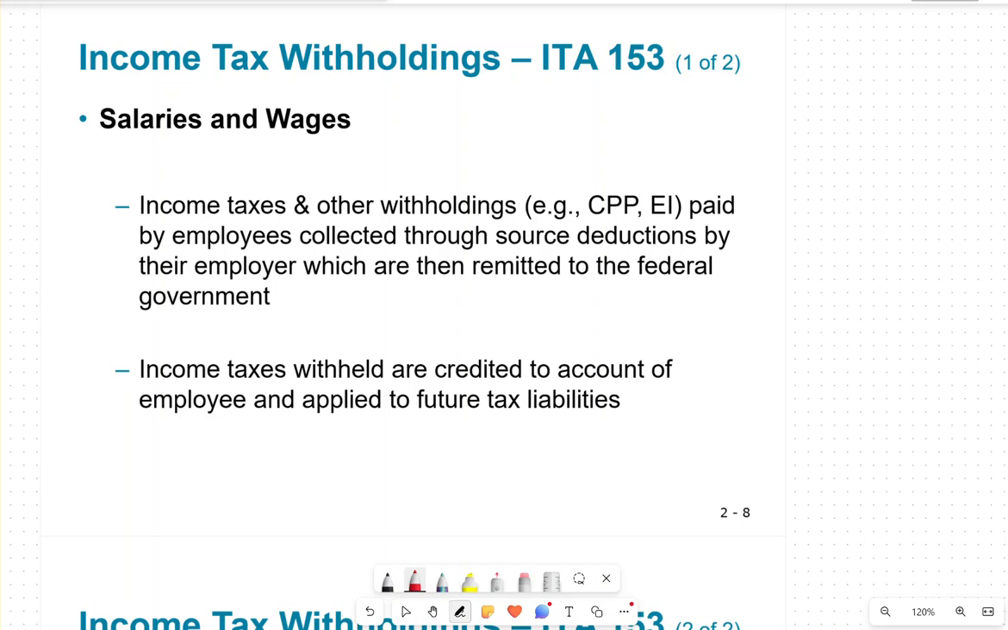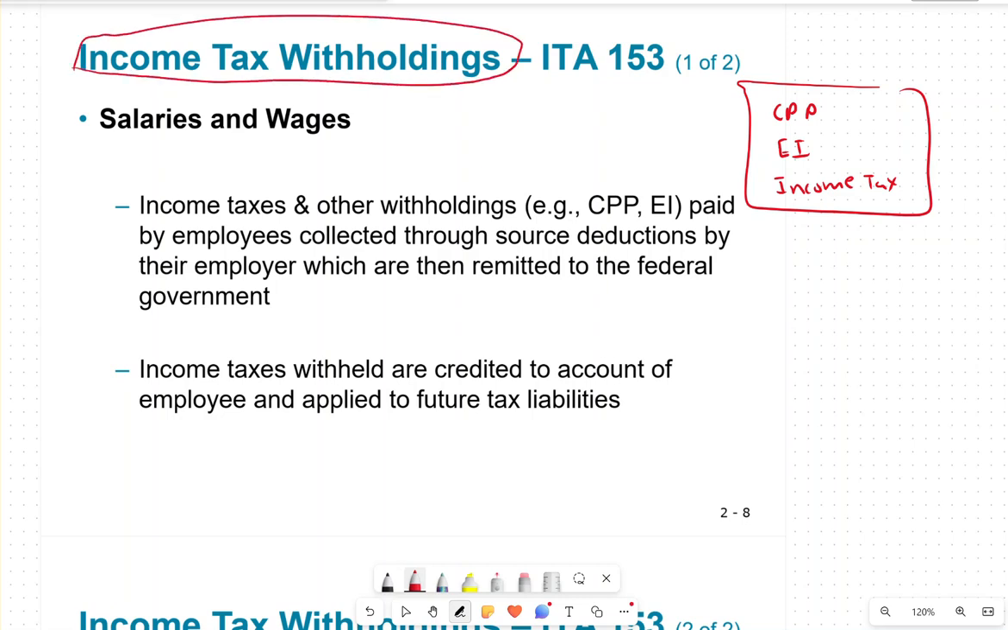Now, income tax withholding. There are 3 mandatory deductions if you did your accounting 1 and accounting 2. When we do payroll, there are 3 mandatory deductions when you work for an employer: CPP, EI, and income tax. The employer deducts them from your pay and submits those deductions to the CRA. These deductions are called income tax withholding.